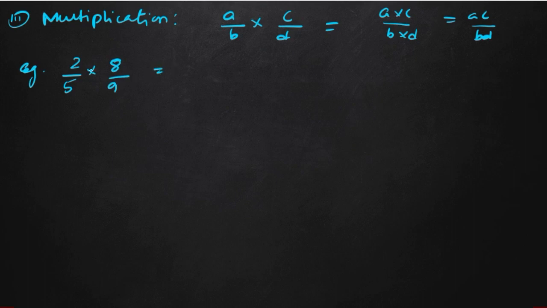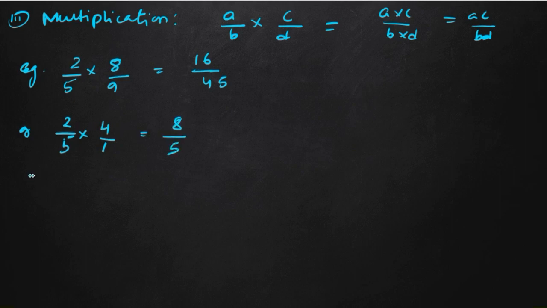Fine. So if we take one example, suppose 2 by 5 into 8 by 9. So 2 8s are 16 and 9 5s are 45. This is the simplest answer. Suppose we have another type of fraction, 2 by 5 into only 4. So 4 is a whole number. In the denominator, if nothing is there, it can be written as 4 by 1. So 4 2s are 8 by 5 1s are 5.